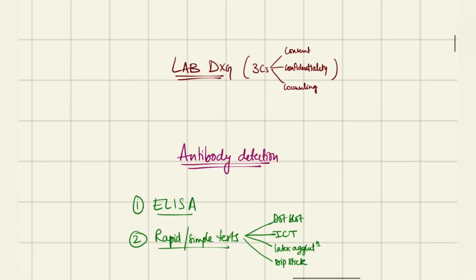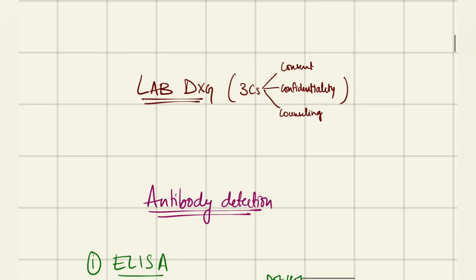Okay. Coming finally to the lab diagnosis, also important. Remember the 3 C's. The 3 C's, very important. Consent, confidentiality, counseling. You will write all this in all of your answers. You have to remember this: consent, confidentiality, and counseling.